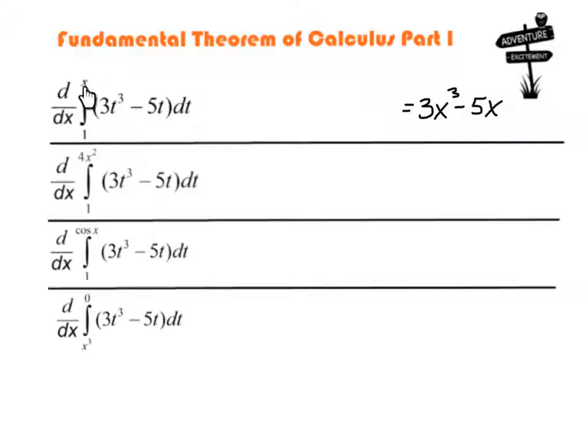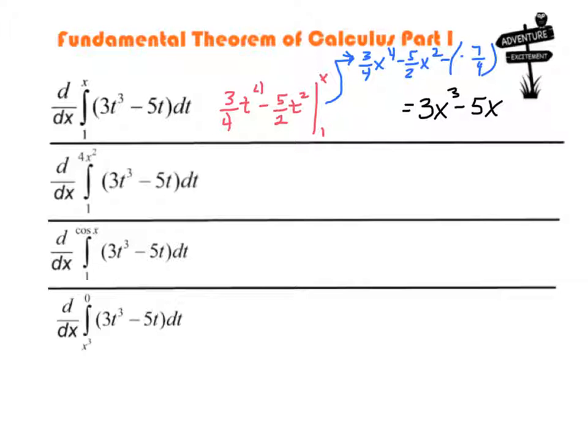But you will notice that the bound was x, so when I find the antiderivative, I would get 3/4 t to the fourth minus 5/2 t squared, evaluated at x and 1. And if I plugged in x and 1, I'd get 3/4 x to the fourth minus 5/2 x squared. And when I plug in 1, I get 3/4 minus 5/2, or negative 7/4.